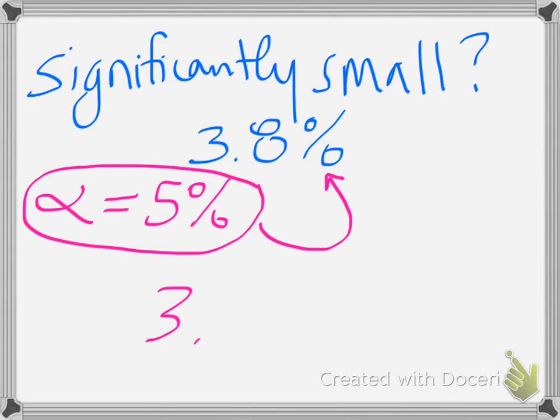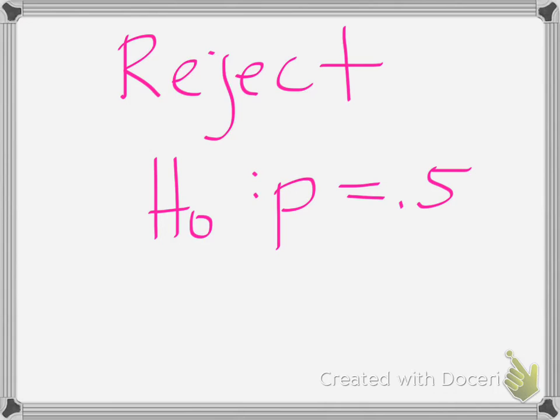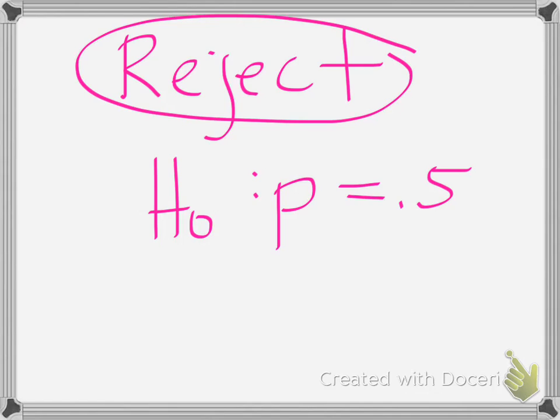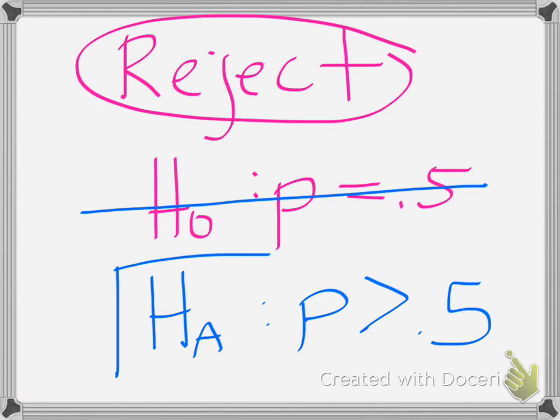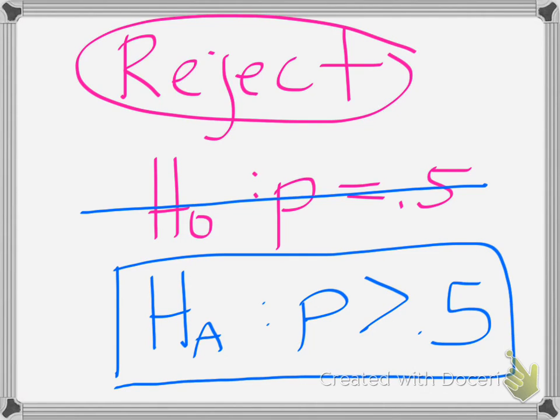So in this case, 3.8% is less than 5%. So I am going to say this is not a real coin. Since 3.8% is smaller than the 5%, 0.05, I'm going to reject my null hypothesis. And I'm going to look at this instead, that p is greater than 0.5. So I have rejected the null, and I am now going to assume this alternative hypothesis that p is greater than 0.5. I do have a trick coin, and I'm going to spend the $10 and go ahead and buy it.